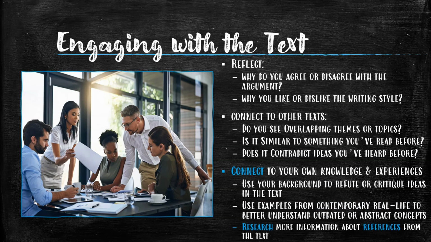And then also another way to connect with the text by using your own knowledge and experience is by using the text as a starting point for building knowledge and experience. So researching more information about references from the text. Did the author refer to topics, themes, ideas? Did the author refer to background, history, and context? Did the author refer to other authors? If there was something that you didn't know about, you can use this source as a way to build your knowledge by researching more information about those types of references.